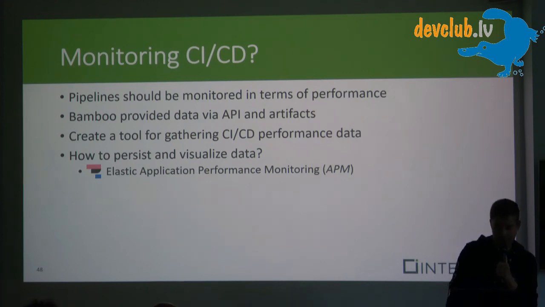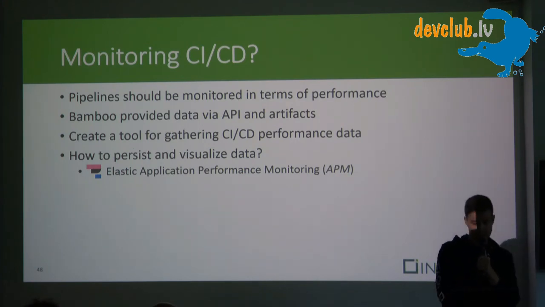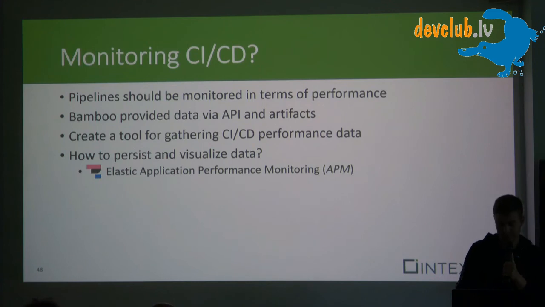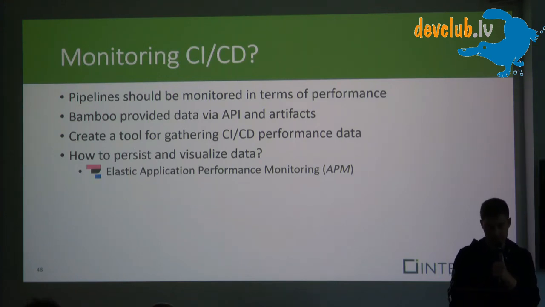And it was a really hard task because there were a lot of steps in our pipelines. They were being called in parallel, and there was a lot of nesting inside. But we made it, combined this data with the data that was fetched from the Bamboo REST API, and created something like a tree-like structure that was describing our build with all the steps and stages. And we decided to persist this data in the APM, Application Performance Monitoring system.